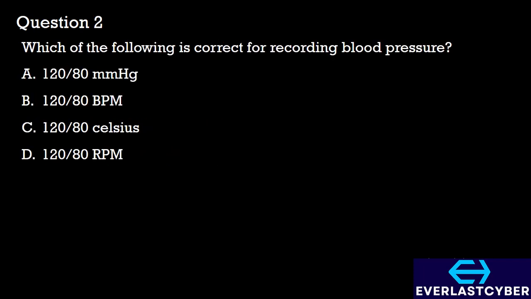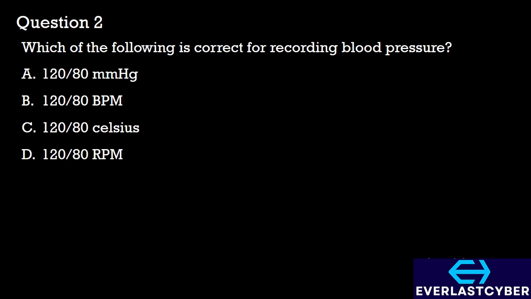Question 2. Which of the following is correct for recording blood pressure? A. 120/80 mmHg. B. 120/80 bpm. C. 120/80 Celsius. D. 120/80 rpm. The blood pressure is recorded in millimeters of mercury, which is mmHg, and this is the unit that is used to measure the pressure exerted by blood on the walls of the arteries.